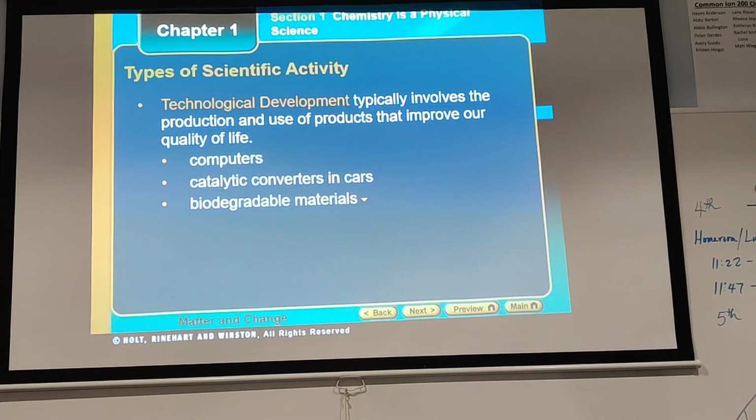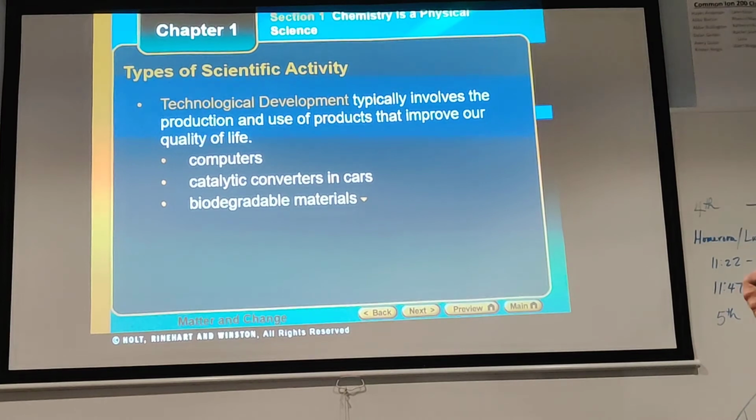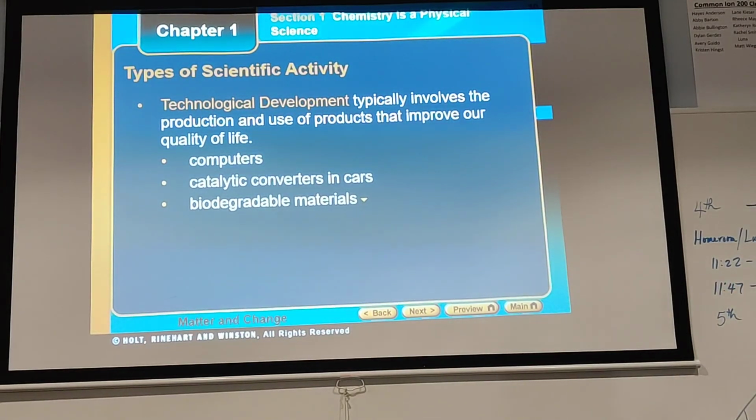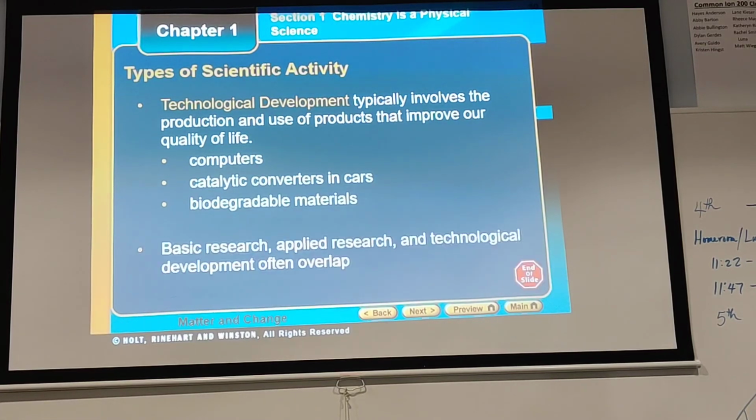Or biodegradable materials, making things out of materials like these packing peanuts. A lot of them are made out of, I think, starch, some of them. Actually, some of those packing peanuts, if you put them in your mouth, will dissolve in your saliva because they're just made out of starch. But that would be biodegradable, so it doesn't end up stacking up on the ground. It actually goes away eventually.